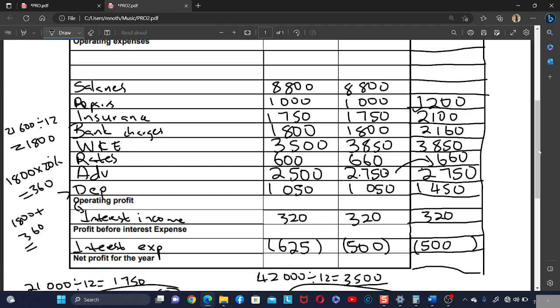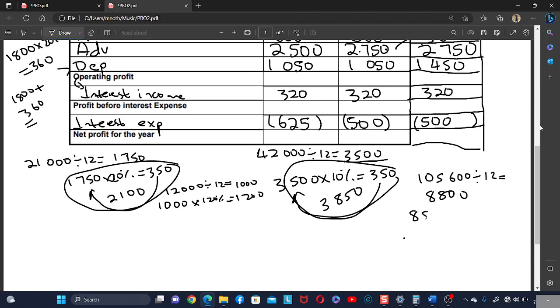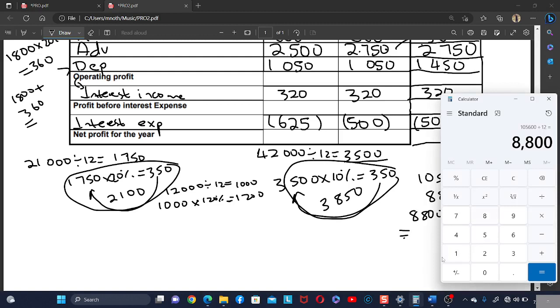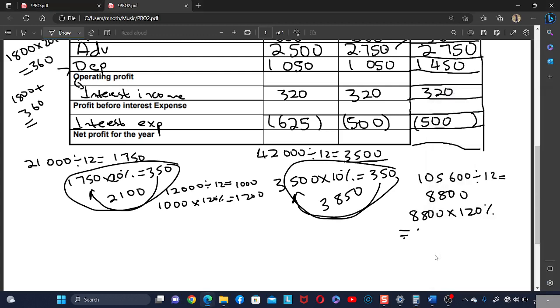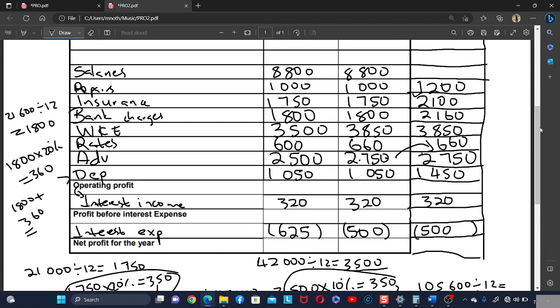But then we are told that all other expenses are expected to increase by 20% in September. So times 120%. Like I said, if you don't get this one, you can just continue using the way where we were saying times 20%, and then again we add that 20%. So 8,800 times 120% is equal to 10,560. So the salaries in September are 10,560.